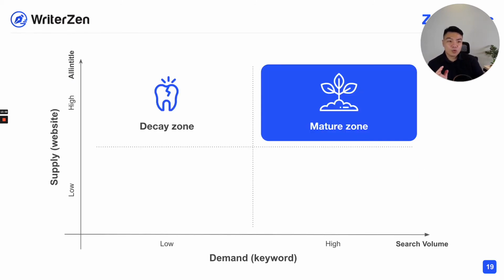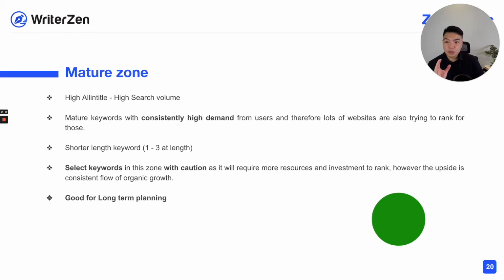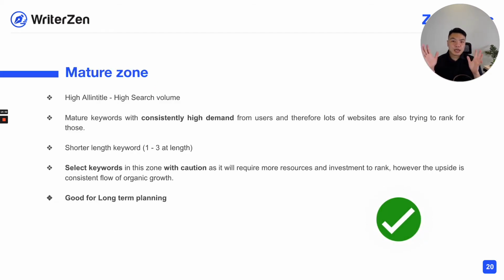The second zone we call the mature zone, right? The mature zone is essentially high allintitle and high search volume, right? And high allintitle, high search volume just means high supply and high demand. These are keywords that consistently have had demand over the years, and are also consistently well known in the whole competition zone of that market, right? So keywords like web design are one of those keywords, right? You have very high search volume, but you also have a very high allintitle amount.